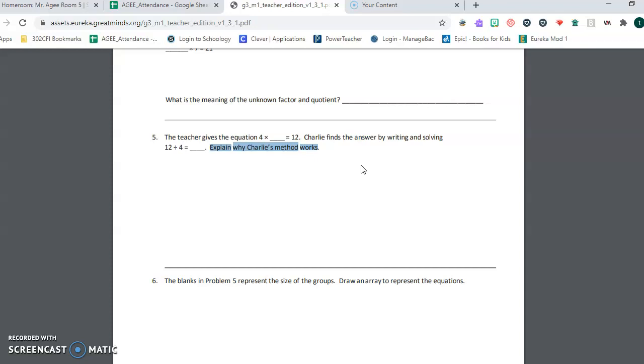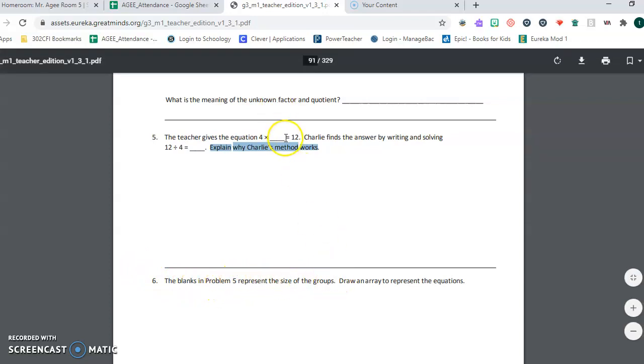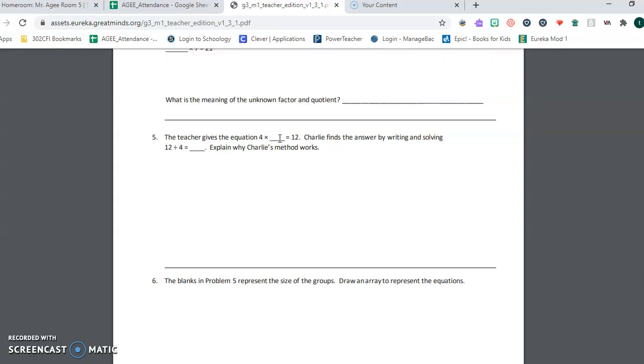You've got today to work on it, and we will work on it much more as we go through the year. Okay, the last one is confusing. The blanks in problem 5 represent the size of the groups. Okay, they're telling us straight up, what we're trying to find is the size of the group. So they're not giving us things to think about. They're not telling us about tennis balls or jars of tomato sauce. This is just math talk.